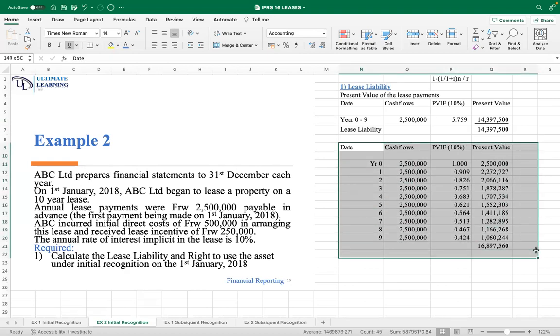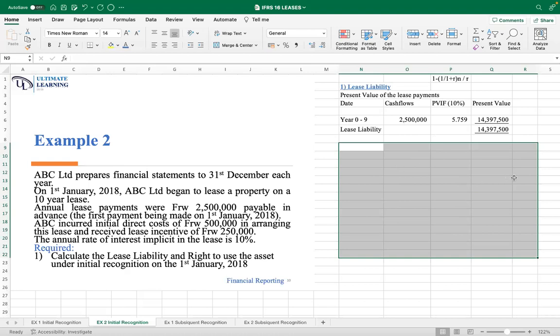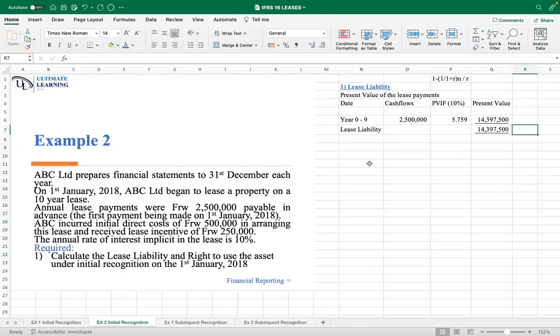So let me remove this. So those are the two options. But this second option is always longer, especially if you have 20 years or 15 years, you are not advised to use the second option. So this is the best option to use. So that is the lease liability.